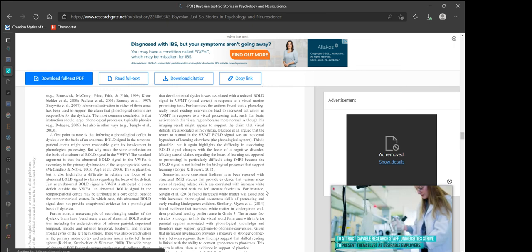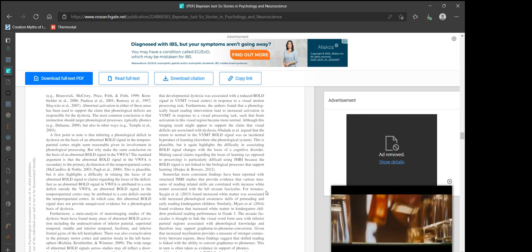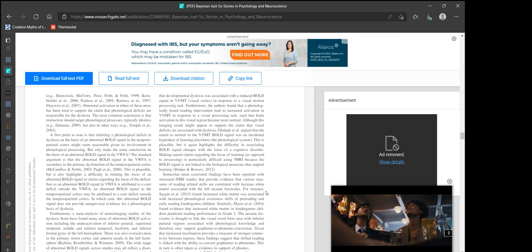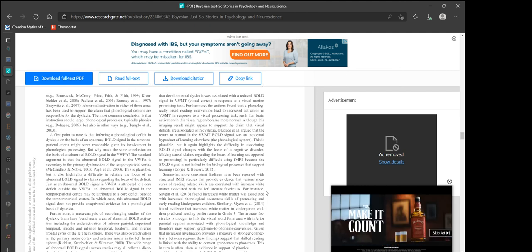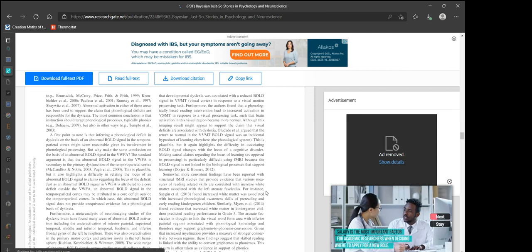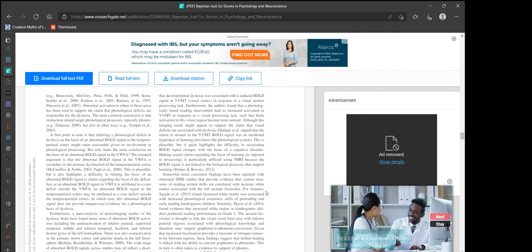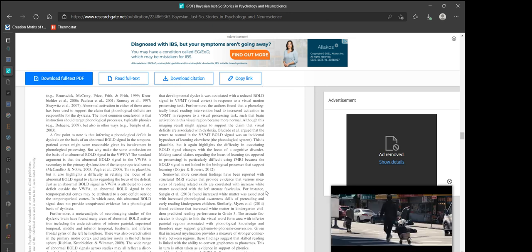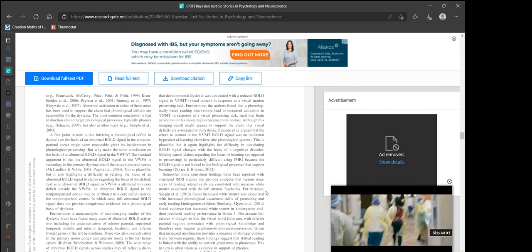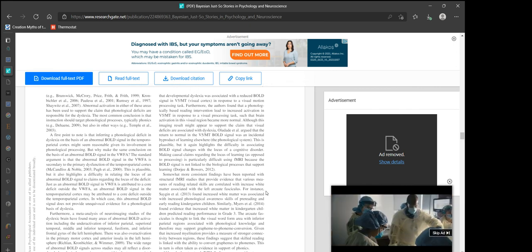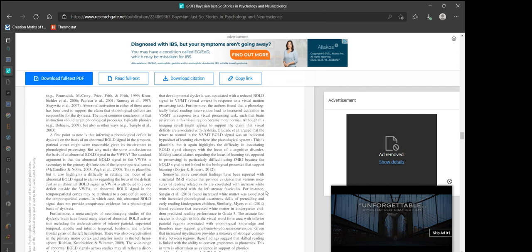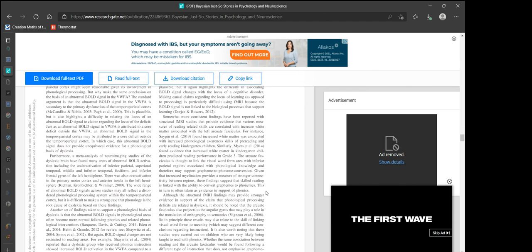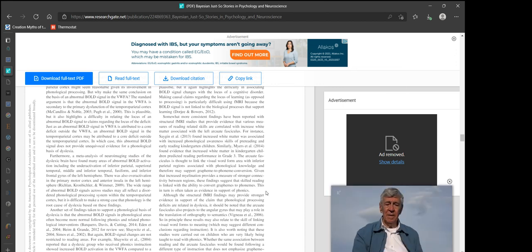Furthermore, the authors found that a phonologically based reading intervention led to increased activation in V5/MT in response to a visual processing task, such that brain activation in this visual region became more normal. Although this imaging result might appear to support the claim that visual deficits are associated with dyslexia, Olulade et al. argued that the return to normal in the V5/MT BOLD signal was an incidental byproduct of learning elsewhere, in the phonological system. This is plausible, but it again highlights the difficulty in associating BOLD signal changes with the locus of a cognitive disorder. Making causal claims regarding the locus of learning, as opposed to processing, is particularly difficult using fMRI because the BOLD signal is not linked to the biological processes that support learning.